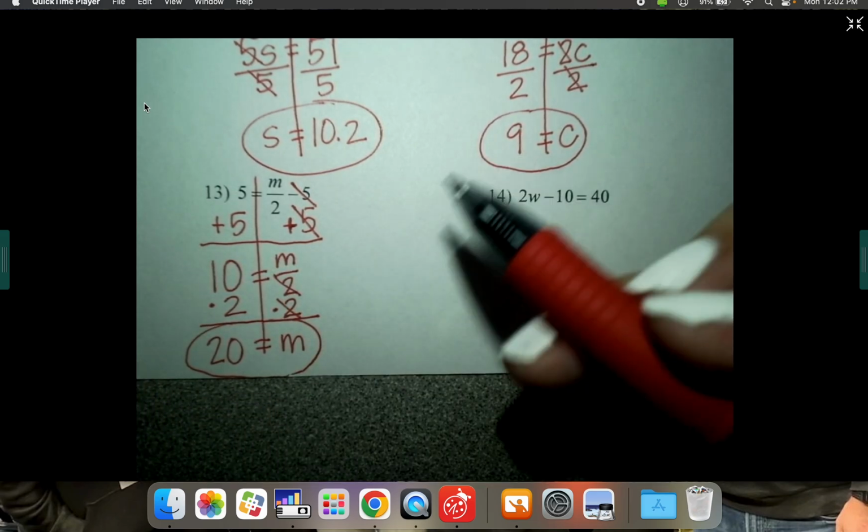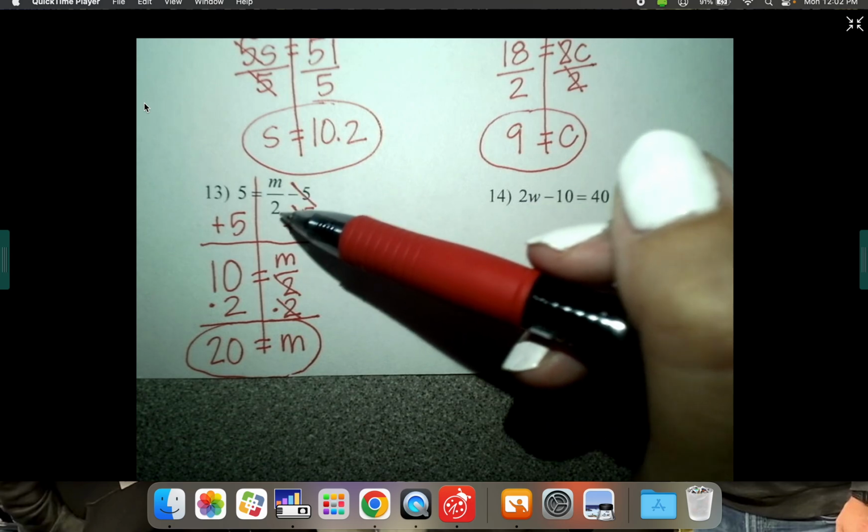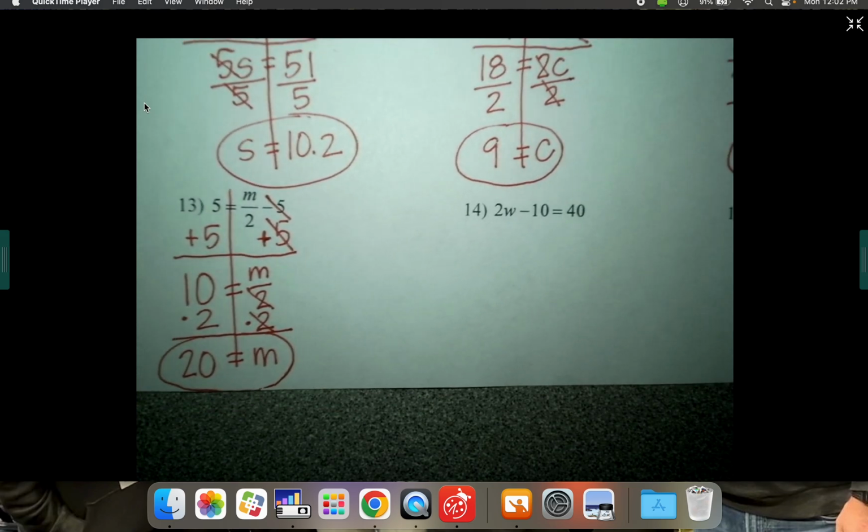Always go back and check. Plug 20 in for M. 20 divided by 2 is 10. 10 minus 5 equals 5. So we know we did it right.